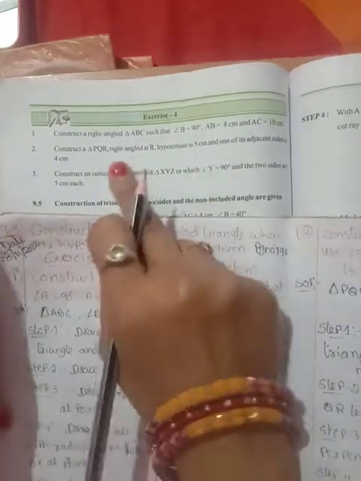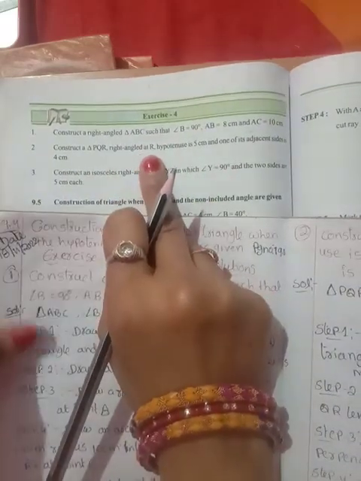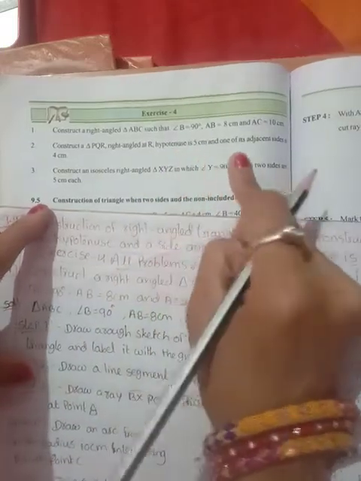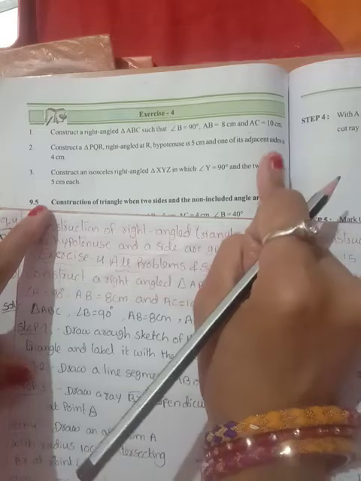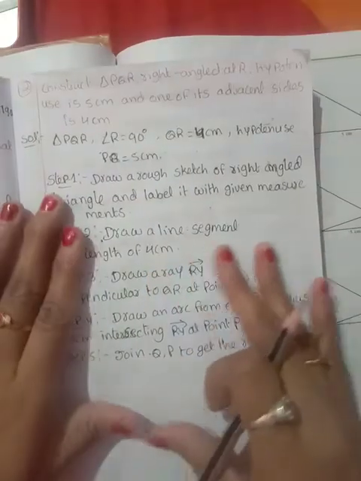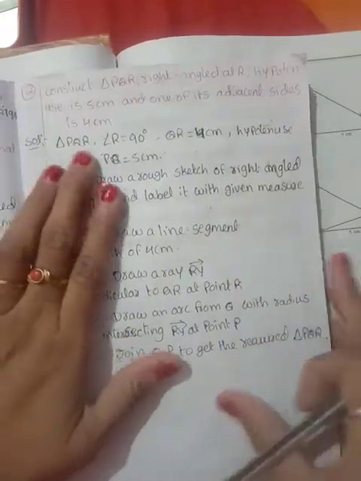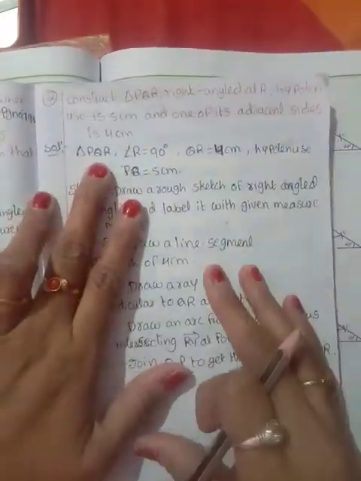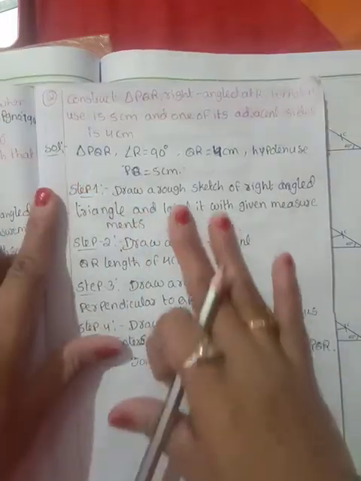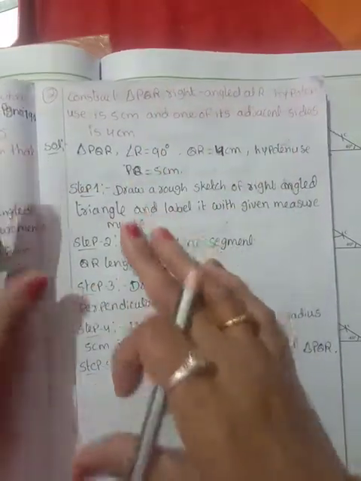So be careful, the right angle is R only. Hypotenuse is the side opposite the right angle only. One of its adjacent sides is already given. So follow the same steps neatly. But your triangle has a different name, the triangle PQR. So you can solve it one by one.